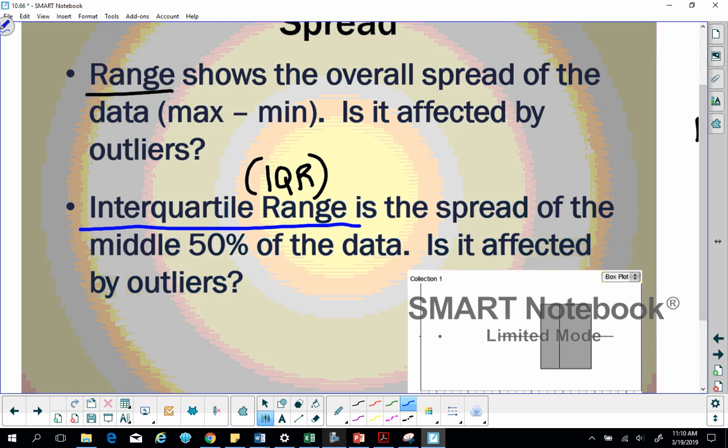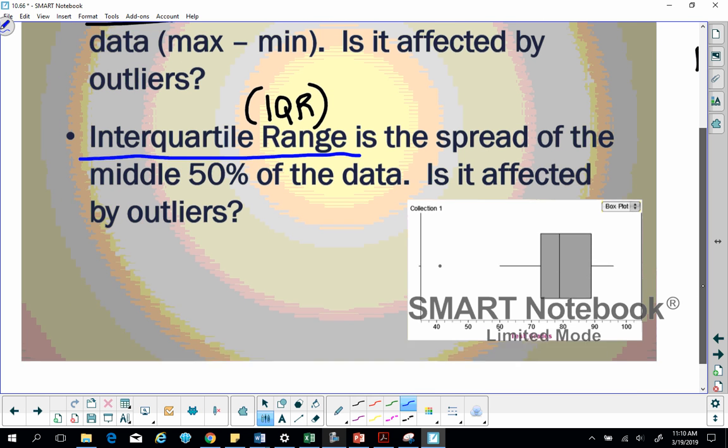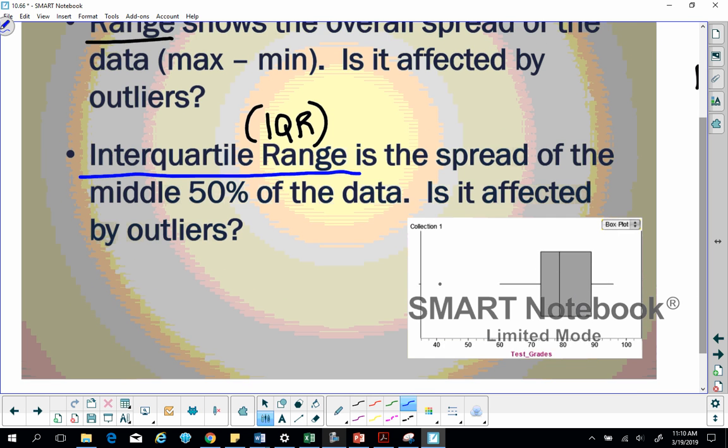So looking below, right here, see how there's 2 graphs? There's one like this and one right underneath. Here's your min and your max. When I have an outlier, does it affect your range, your max minus your min?